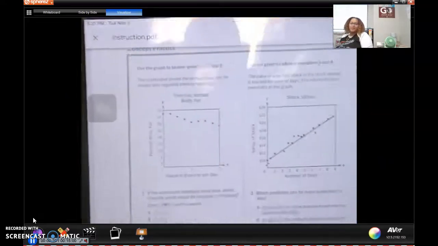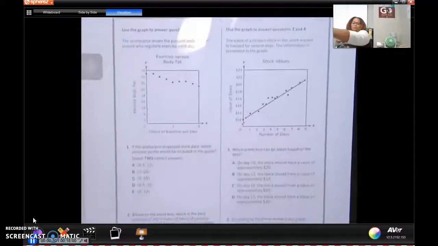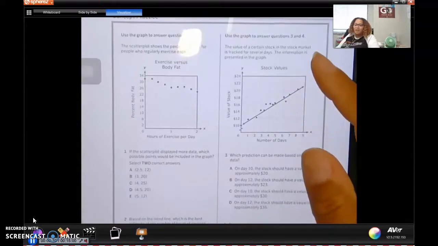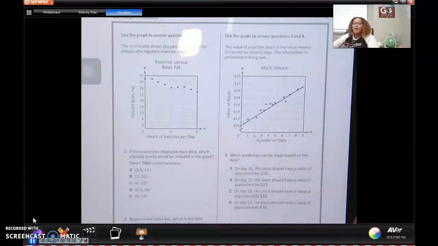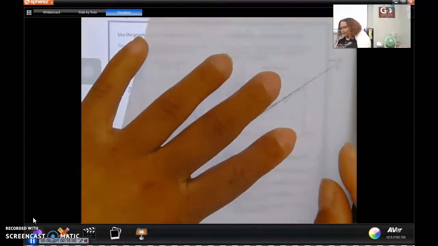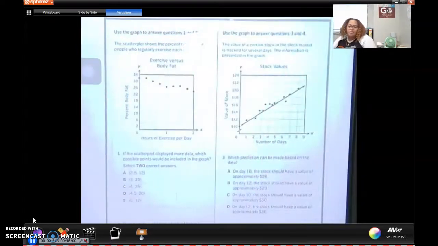See if I can get rid of that glare. Here we go. All right, so it states that the value of a certain stock in the stock market is tracked for several days. The information is presented in the graph. So I need my trend line to lay it on top here and see where it's going to go. So it says, which prediction can be made based on the data?